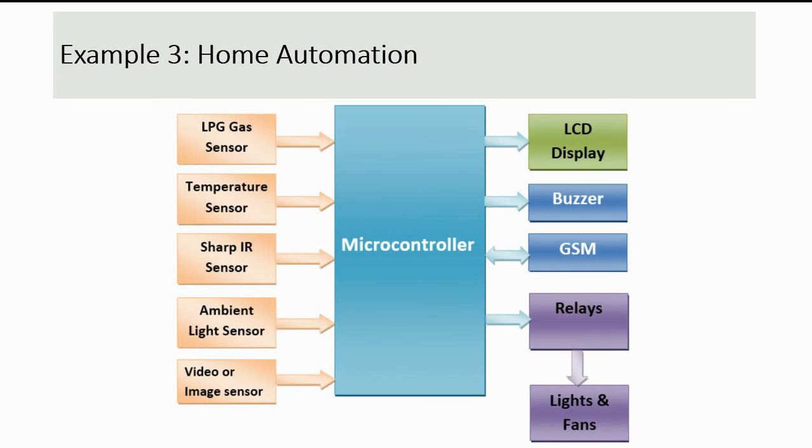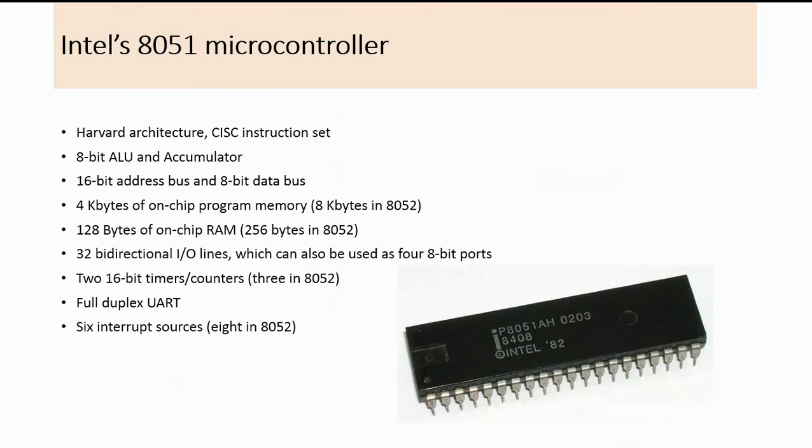So here is our first microcontroller, that is Intel's 8051. It is based on a Harvard architecture and CISC instruction set. The 8051 chips are used in a wide variety of control systems, telecom applications, robotics, as well in the automotive industry, and it is one of the most popular general purpose microcontrollers that we use today.